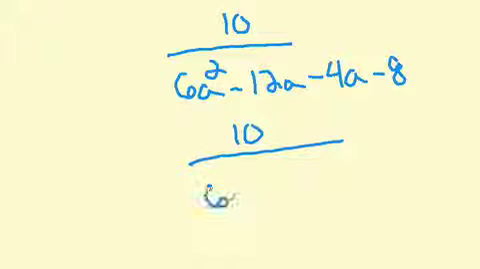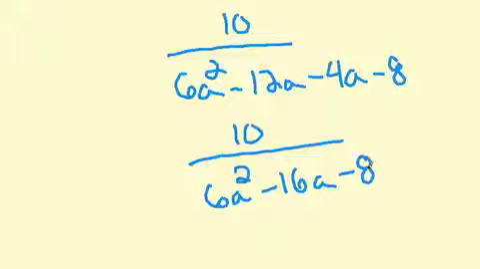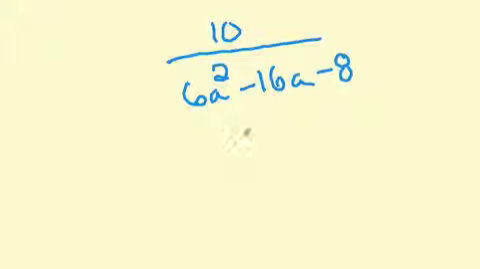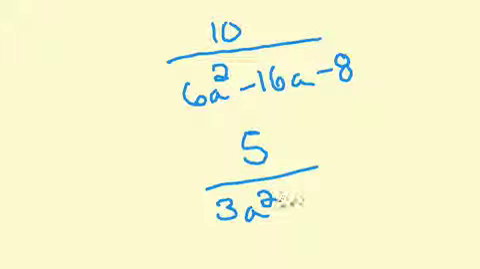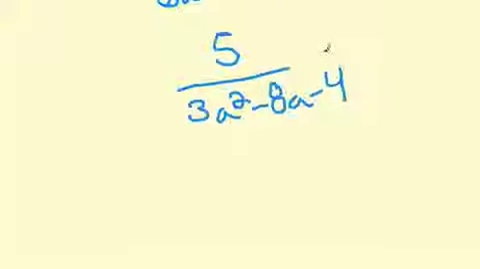I see some like terms there, so I'm going to simplify even more. All over 6a squared does not have any like terms, but negative 12a and negative 4a can combine to negative 16a, and the negative 8 stays alone. I see that I could divide every single coefficient by 2 and simplify that a little bit further. 10 divided by 2 is 5, and 3a squared minus 8a minus 4. Okay, and I think that is the final, most simplified answer.